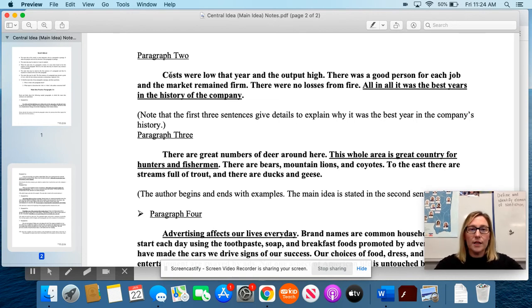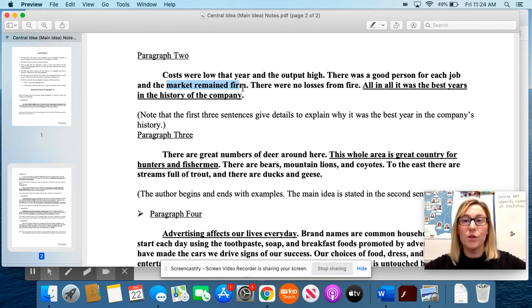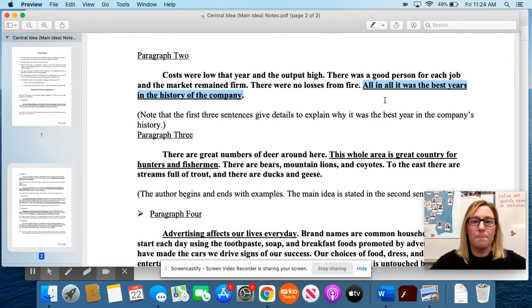All of these other sentences, like costs were low, the output was high, good people were there for each job, the market remained firm. Those are all details that show that it was a great year for that company. So the main idea or central idea is actually this one. It was one of the best years in the history of the company.